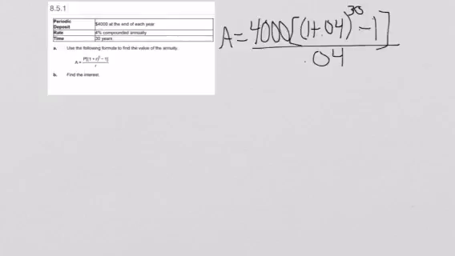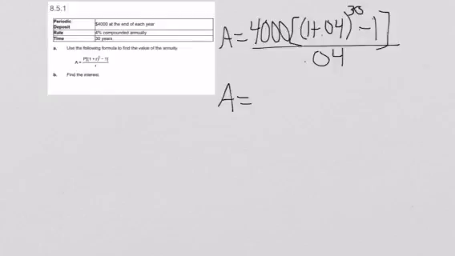Now if we start trying to solve this out, you want to make sure that you do not round until you get to the final answer. You might have to put this in your calculator and solve it as a whole first, and that's what I'm going to do, and I'll explain the steps I'm taking. First, I do 1 plus 0.04, and that gives me 1.04. Now I'm going to raise that to the 30th power.